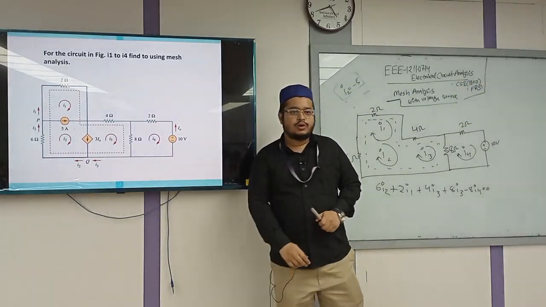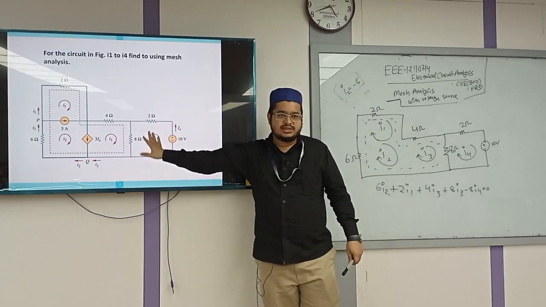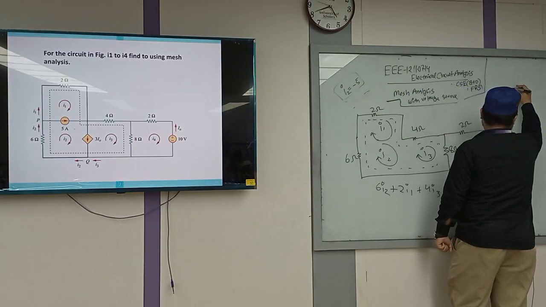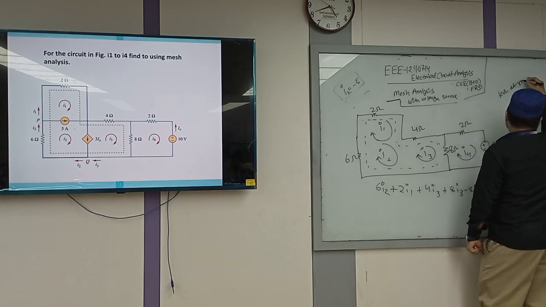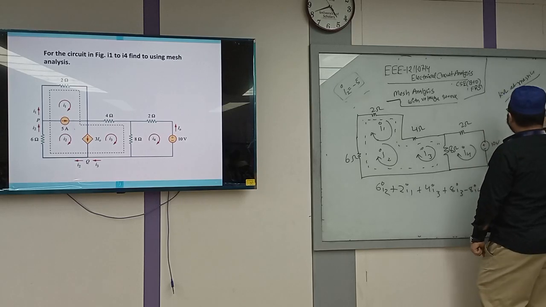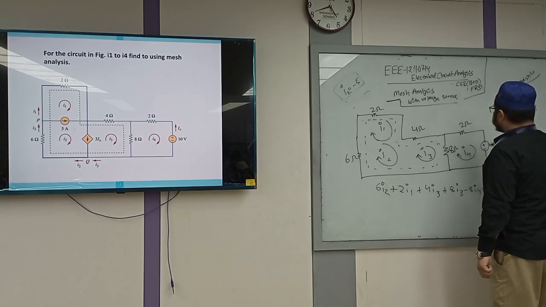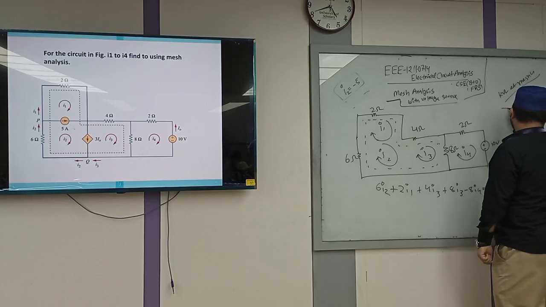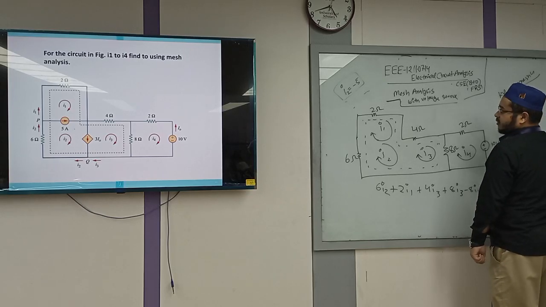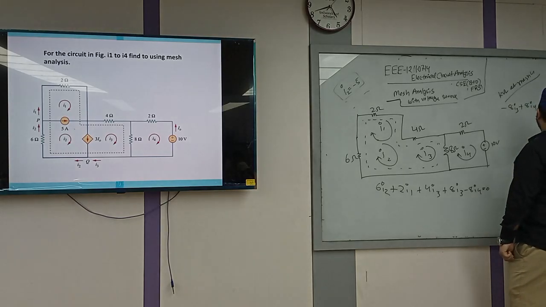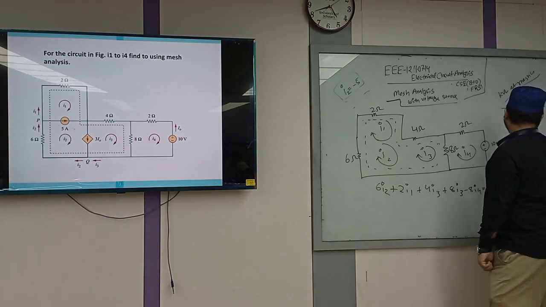If we apply KVL at mesh 4, this is a normal mesh, we can say minus 8I4, sorry, plus 8I4 minus 8I3 plus 10 equals 0.